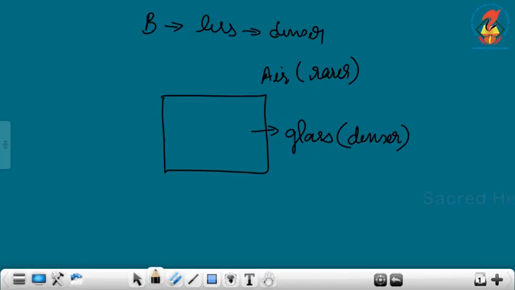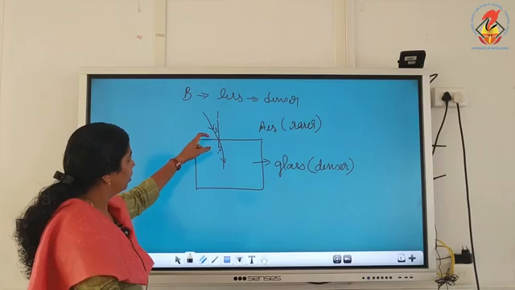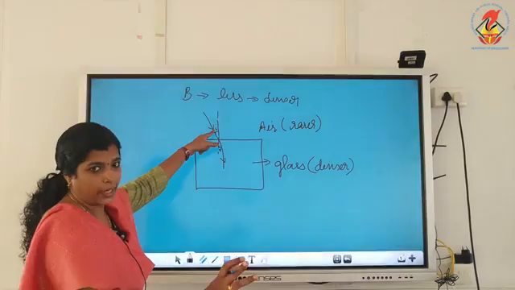So, when a ray of light travels from air to glass, this one is the incident ray. At this point I have drawn a normal. It will bend towards the normal. The angle of incidence i will be greater than the angle of refraction. Angle of refraction will be smaller.